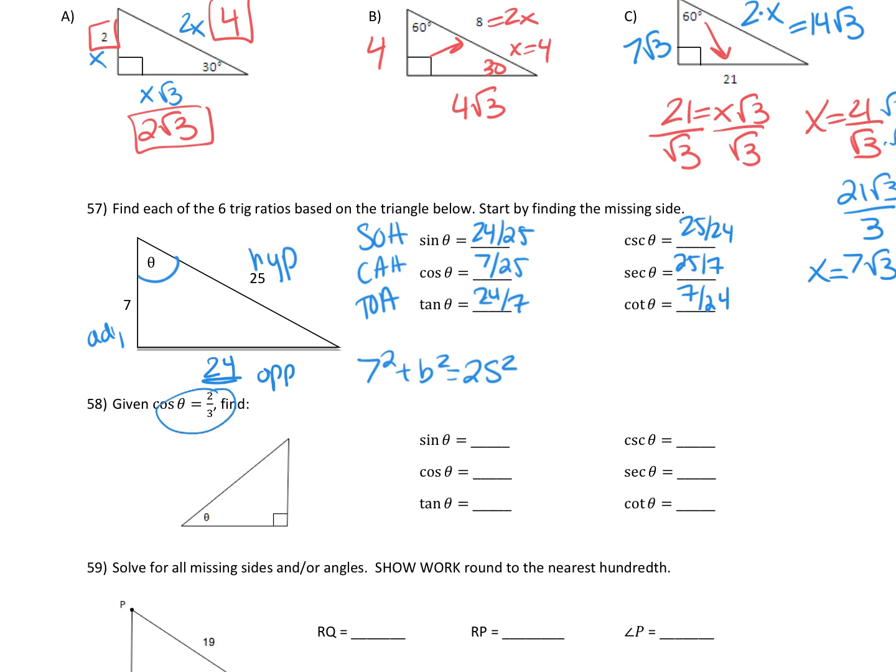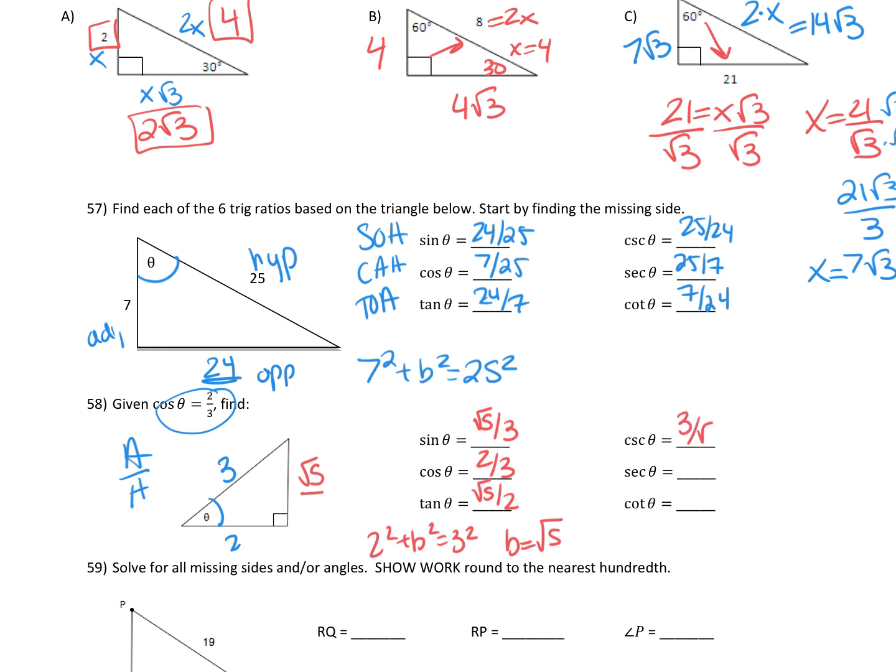Now this one's different. They're telling me cosine is 2/3, so that would be adjacent over hypotenuse. So I need to solve for this missing side, so I'm going to use the Pythagorean theorem again. I'm going to get b equals the square root of 5. So sine is going to be the square root of 5 over 3. Cosine is 2 over 3. Tangent is square root of 5 over 2.